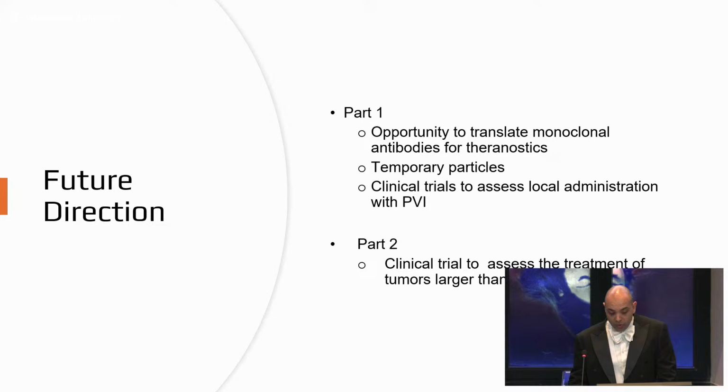And then I believe we're going to need to do clinical trials in humans to move this forward. And then for the second part, I think that we need to start treating larger tumors in clinical trials, greater than 3 centimeters in size in the liver and the kidney, to assess the viability of replacing surgery as an option for local therapy.